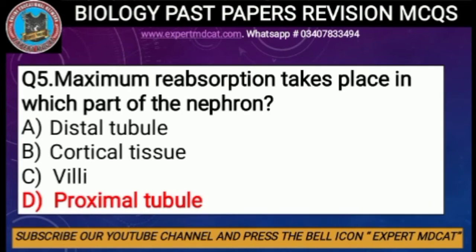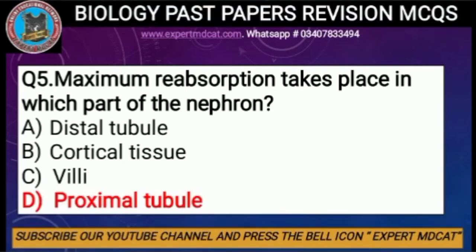Question number 5 is: maximum reabsorption takes place in which part of the nephron? Options are distal tubule, option B is cortical tissue, option C is villi, and option D is proximal tubule. Here the correct option is D, which is proximal tubule. Because maximum reabsorption takes place in the proximal convoluted tubule of nephrons. So it is a simple line of the book, and the correct answer is D, proximal tubule.